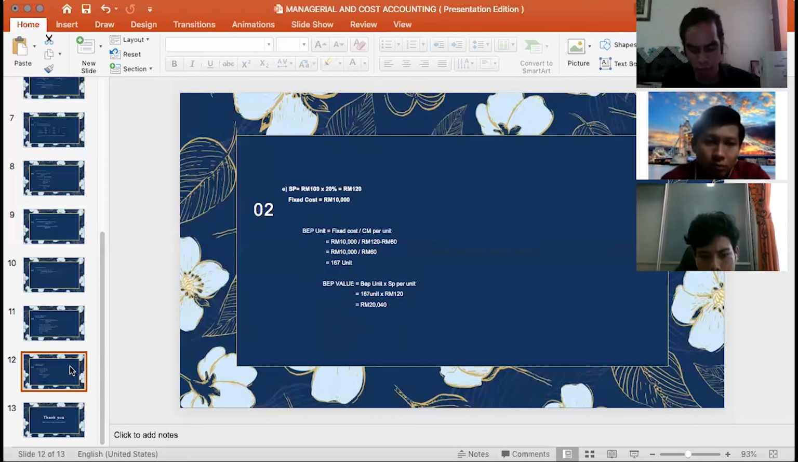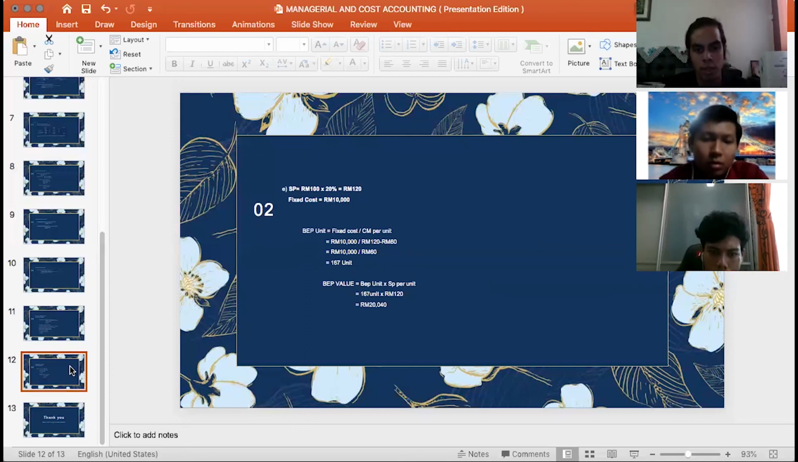Okay, next is determine the new break-even point in units and value if Puncak Berhad increases selling price by 20% and total fixed overhead by 100,000. Okay, so selling price per unit 100 times 20%, so we get 120 ringgit. Fixed cost is 100,000. Okay, BEP unit, fixed cost divided by CM per unit. So 100,000 divided by 120 minus 60 ringgit. So we get 60 ringgit. So 100,000 divided by 60 ringgit, we get 1,667 units.